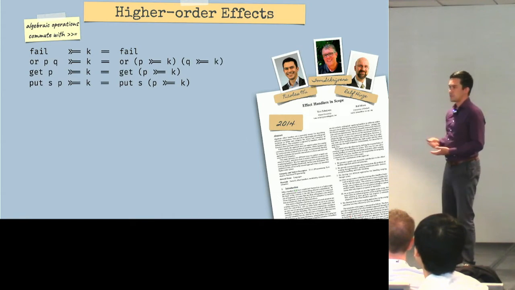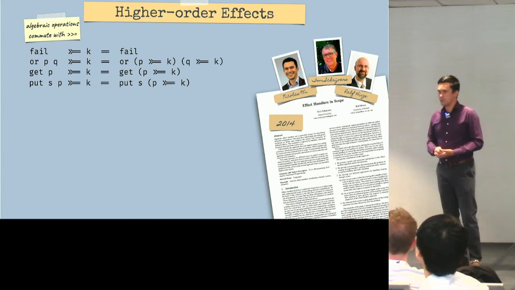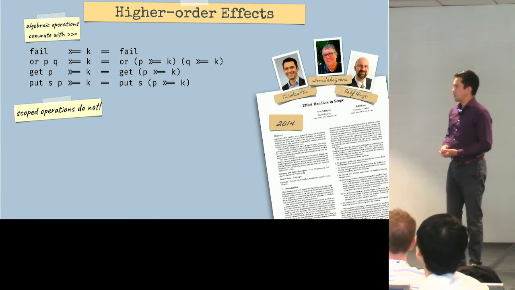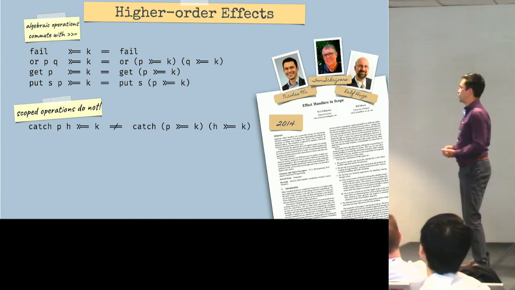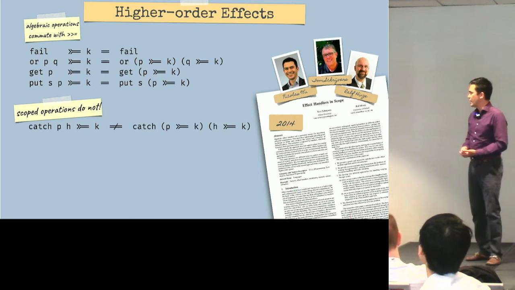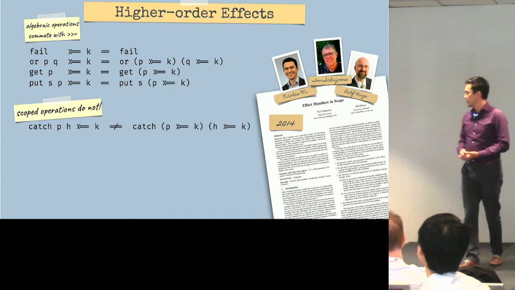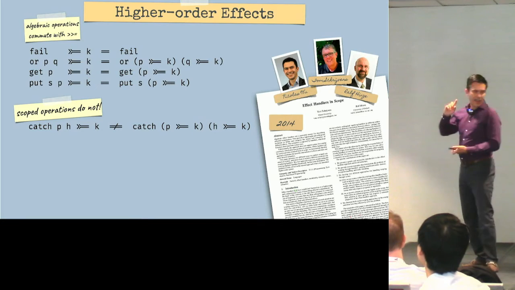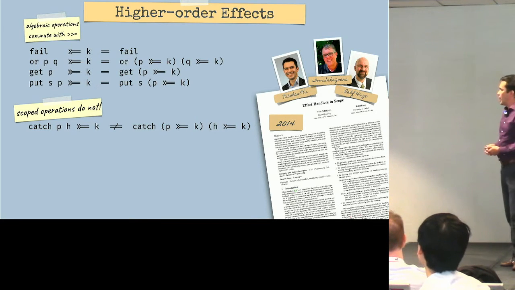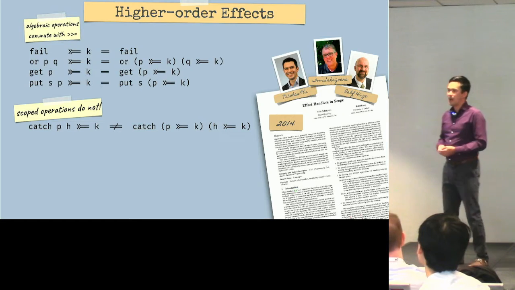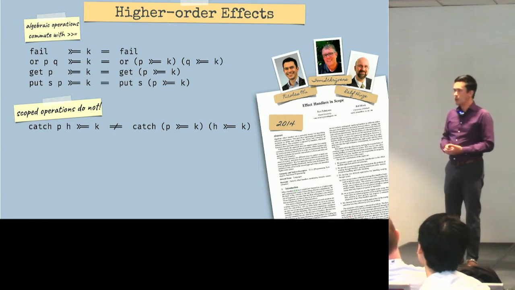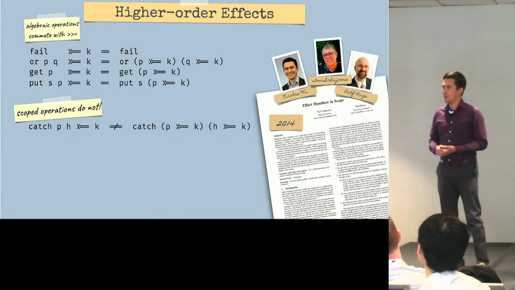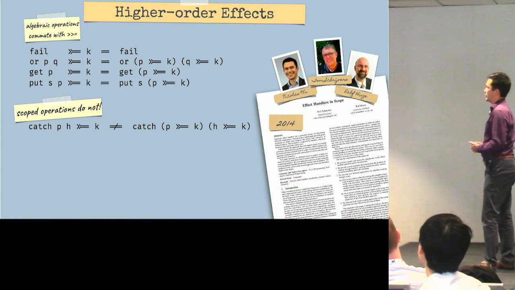So this is what happens with fail, or, get, and put. But scoped operations don't behave in this nice way. If you have catch p h followed by k, that's not the same as catch (p followed by k) h followed by k. So let's try and understand this. Catch p h is saying, I'm going to catch errors in p and handle any errors with h. Once I'm done, I'm going to carry on with k. So that's what the thing on the left-hand side says.